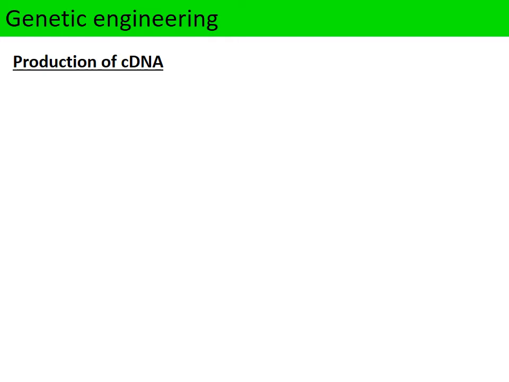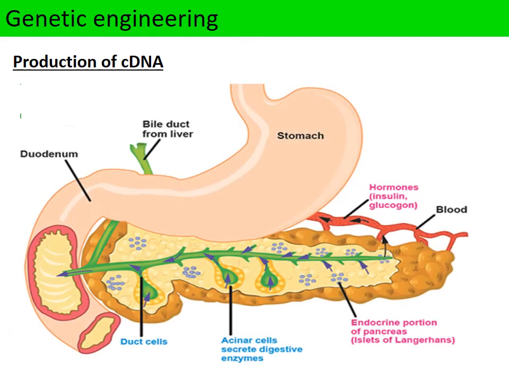Now, one human protein that is a benefit to many people with type 1 diabetes is insulin. So, for example, the pancreas, we know a little bit about, we'll have a little recap, is what we call an endocrine gland. So the pancreas makes this protein hormone called insulin. Now, insulin is actually quite a short polypeptide chain, and it's only 10 amino acids long.